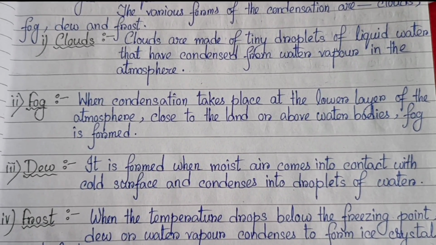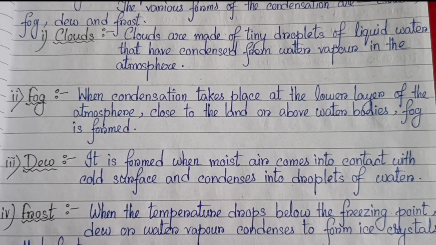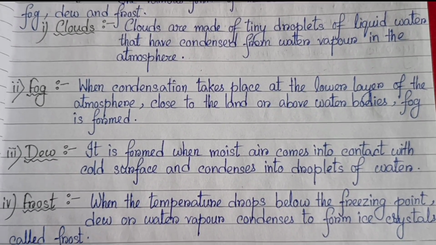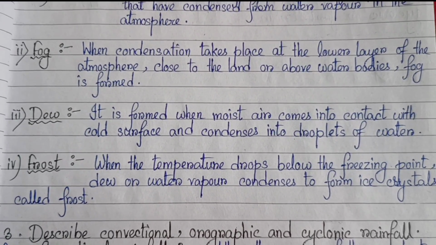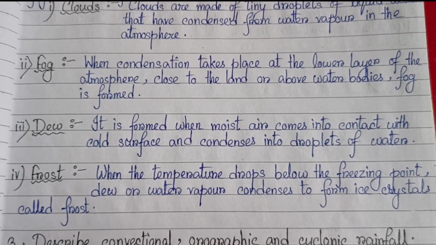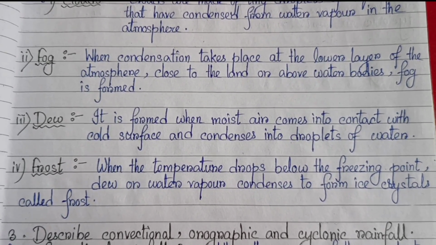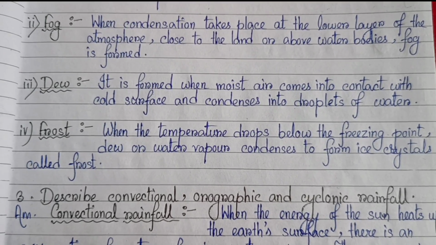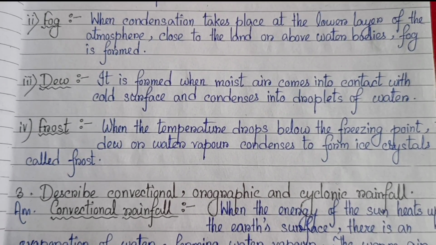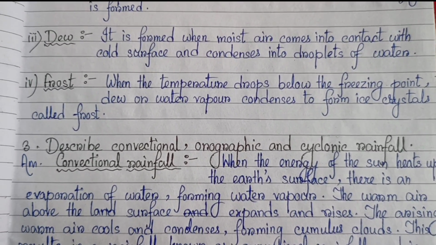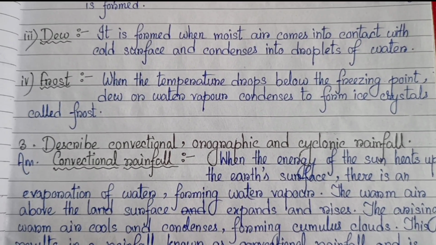Okay, number 1, clouds. Clouds are made of tiny droplets of liquid water that have condensed from water vapor in the atmosphere. Fog. When condensation takes place at the lower layer of the atmosphere close to the land or above water bodies, fog is formed. Dew. It is formed when moist air comes into contact with a cold surface and condenses into droplets of water. Frost. When the temperature drops below the freezing point, dew or water vapor condenses to form ice crystals called frost.